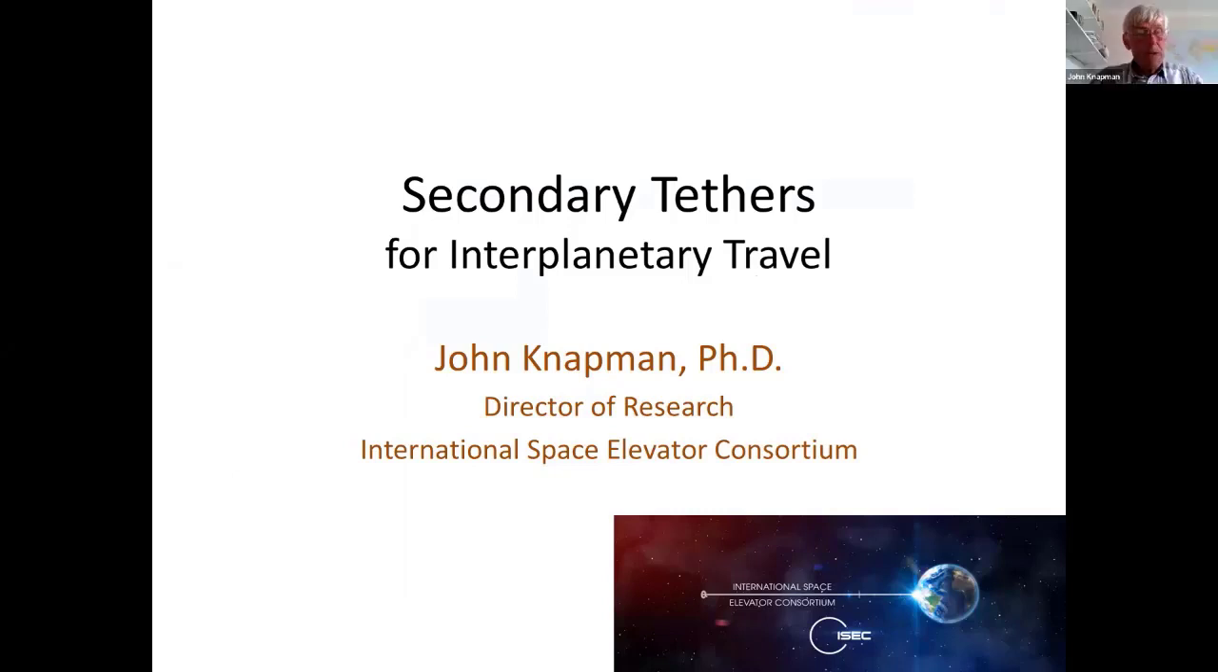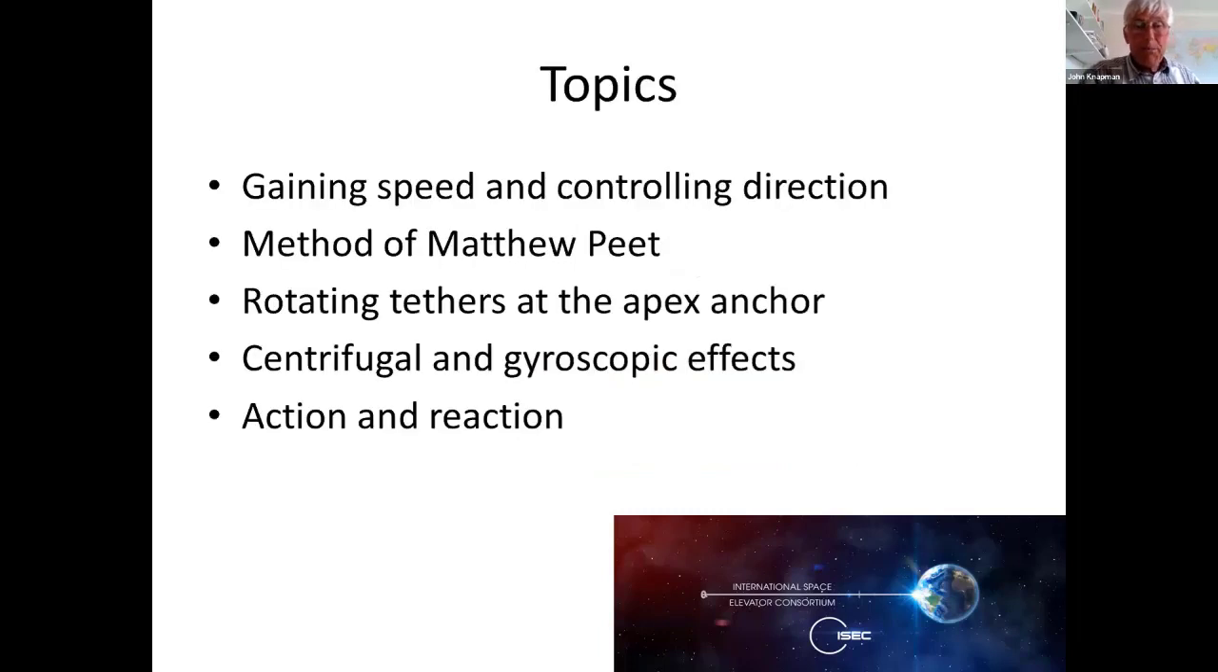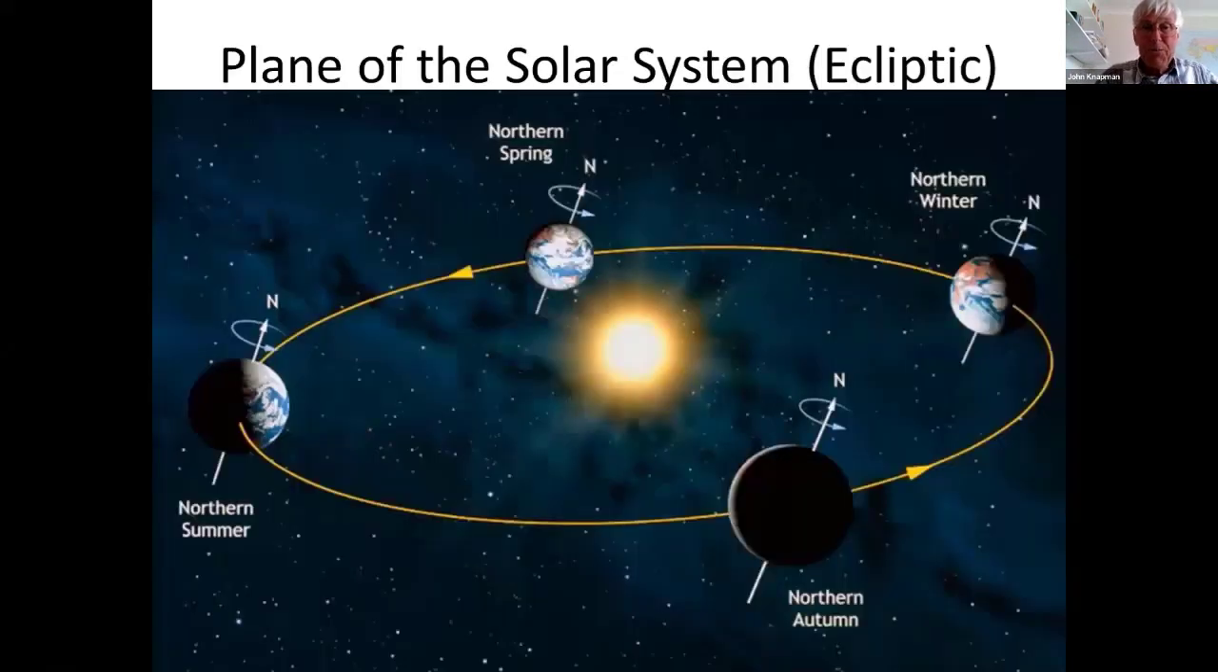Okay, fine. So this is a presentation about technology, methods for interplanetary travel using the space elevator. I want to talk about methods of gaining speed and also controlling direction, which makes a big difference to how many launch windows you can get. I'll talk about the method published by Matthew Peat, which is very interesting. And then I'll talk about another method with rotating tethers called secondary tethers at the apex anchor at 100,000 kilometers from Earth. I'll go into the centrifugal and gyroscopic effects and some points about action and reaction.